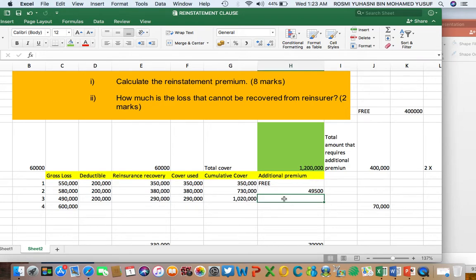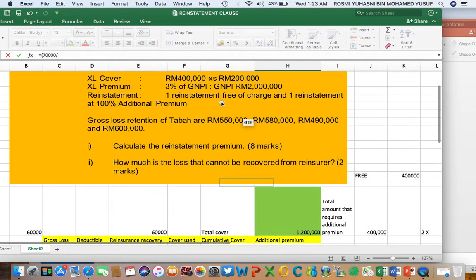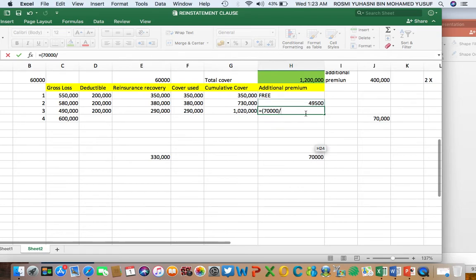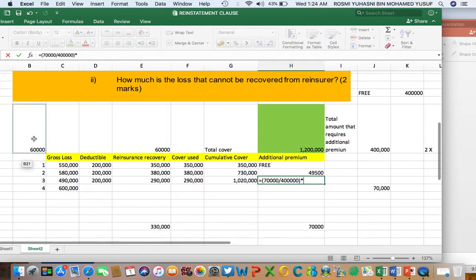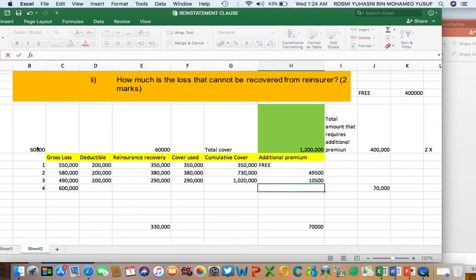So the additional premium paid by the insurer to reinstate the cover after claim number 3 is 70,000 divided by maximum cover 400,000 times the annual premium of 60,000. So this is the additional premium paid to reinstate the cover after claim number 3. Okay, we move to the last claim here.